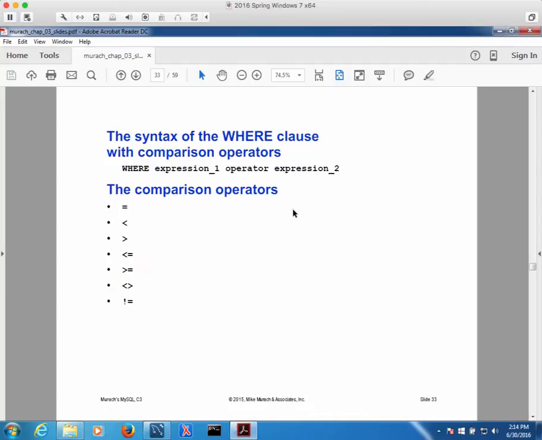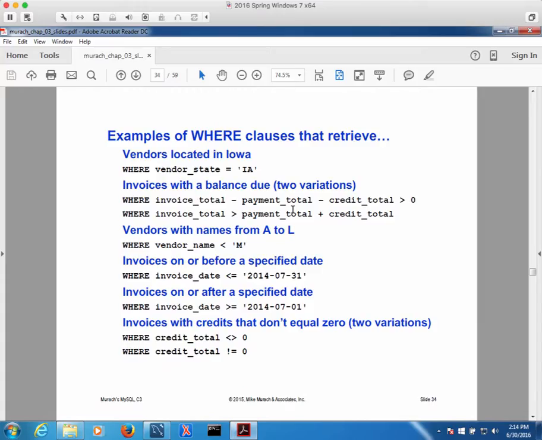There are two ways to say not equal. You can either use less than, greater than, or you can use the exclamation point, which we call the bang. So we can use bang equals, bang equal, or not equal. Okay, so with these things in our bag of tricks, we can have some interesting where clauses.